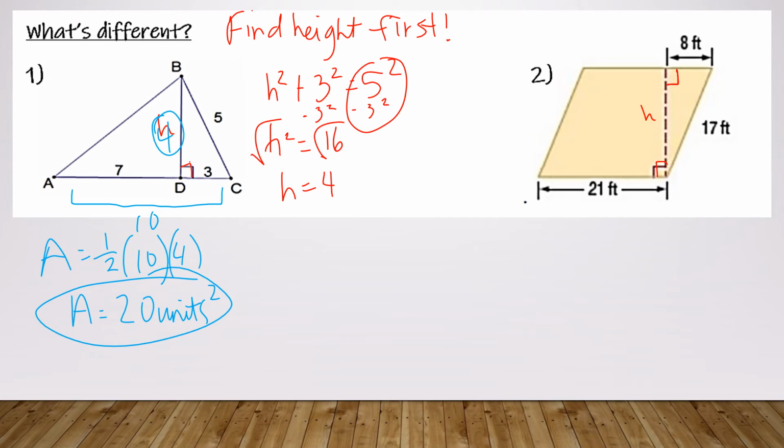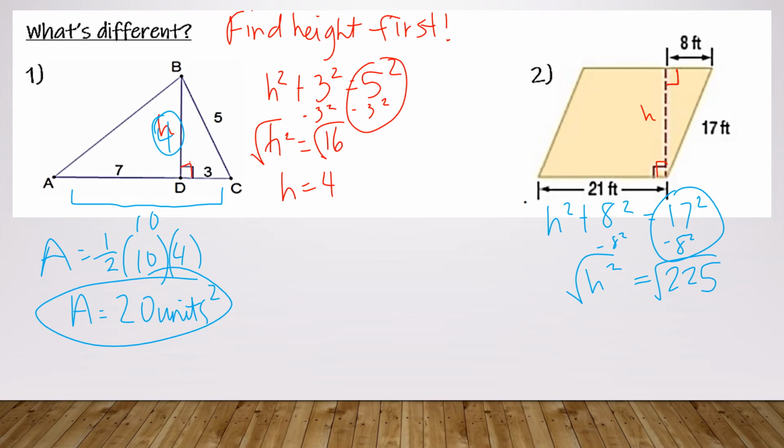For number 2, again, I'm going to need to use the Pythagorean theorem. So I'm going to find h squared. My b squared is 8, and my c is 17. So again, just subtract 8 squared from both sides. Put this whole thing in your calculator. Don't do 17 minus 8 and then square it. So h squared would be 225. Then I take the square root of both sides, so I get h equals 15.